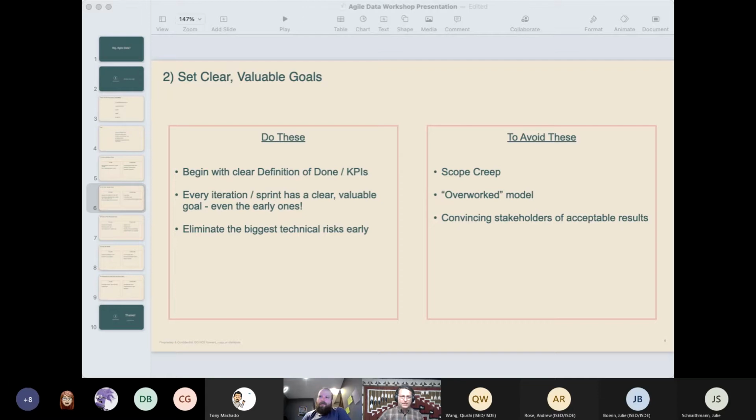Right. And Dave said, thanks, value plus critical path. Right. That's it. That's it.